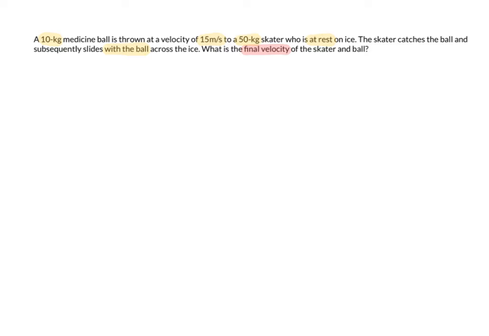Now, to start off, I'm going to go ahead and just identify the kind of collision that this is. So we know that our skater and our ball are moving together. They're sliding together after the collision happens, which means that this is a perfectly inelastic collision. So I'm going to go ahead and write that down. And I know this because the ball and the skater are moving together at the end of my story. So now let's go ahead into solving the problem.